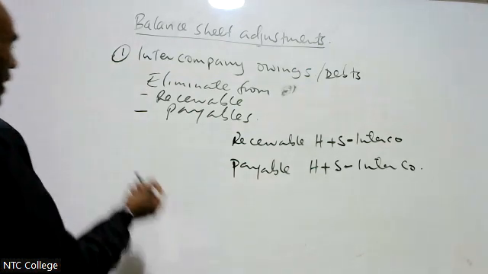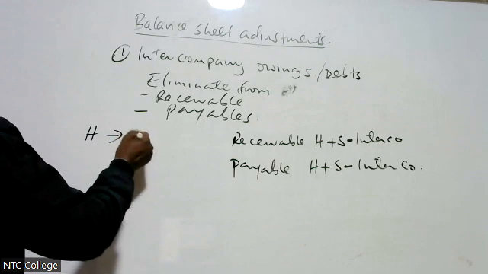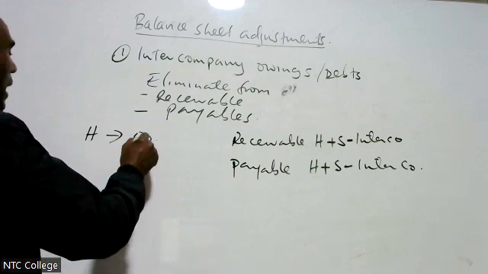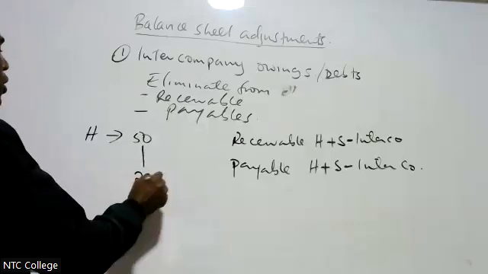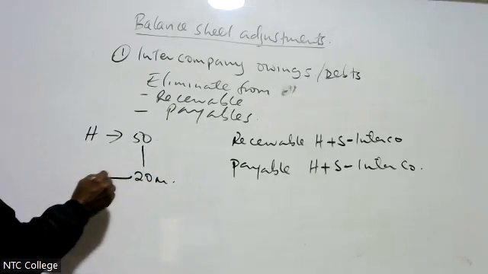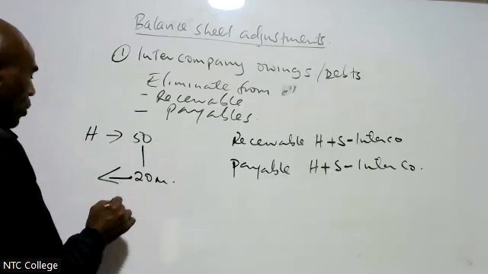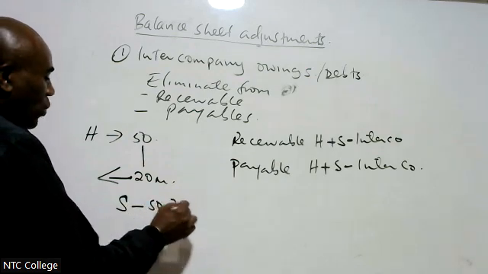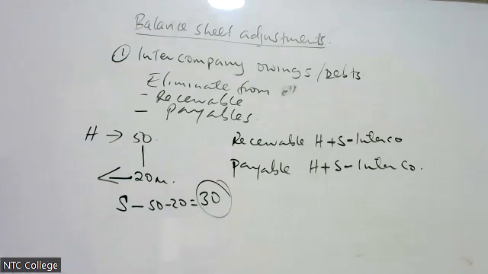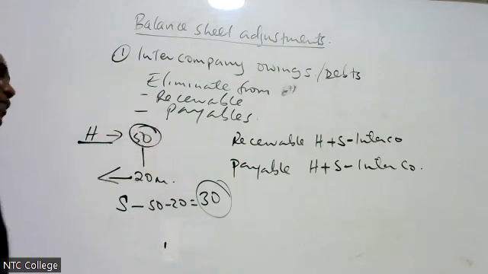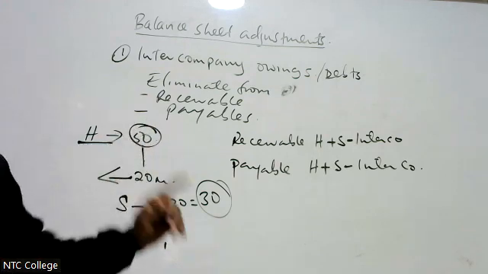Let me give you an example here. H gave shillings 50 million to S. But during the year, S has sent 20 million to H, but H has not received this money. Therefore, in the books of S, it is reporting 50 minus 20 as payable, because it has already sent a check. But because H has not received this 20, it is still reporting 50. Therefore, intercompany owings is not equal in the books.